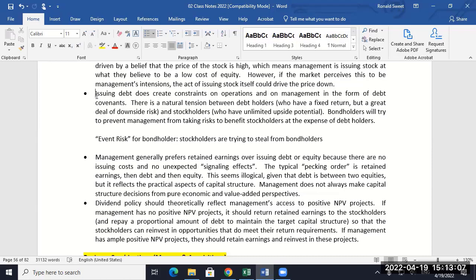Whereas the stockholders have unlimited upside. They want management to take risk. So there's this battle between bondholders and stockholders, and management doesn't like to have to battle with those people, so they're not going to overdo it on the debt.